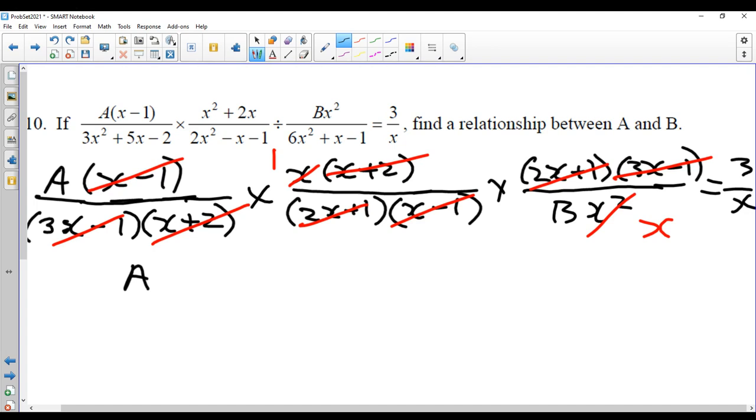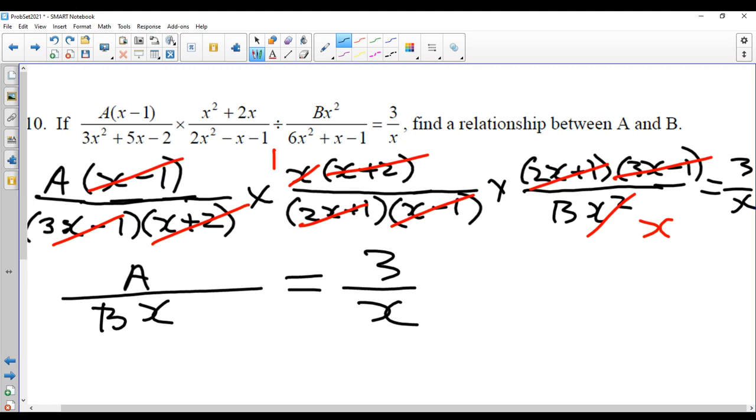Yeah, okay. Over, what's left on the bottom here? Bx, right? And that is equal to 3 over x. I think. Let me just make sure of that. A times 1 times that times that. Okay, fine. Now, can we do anything with this at all? This over this is equal to that over that. Can we cross multiply maybe or something like that? Can we do that? Okay, we can.